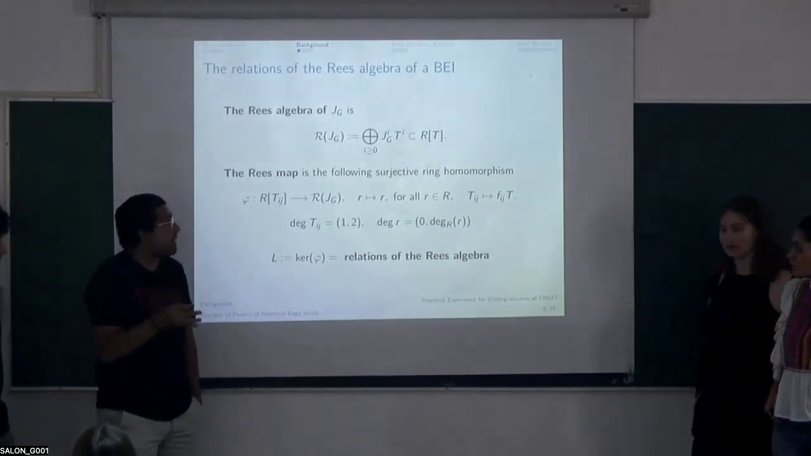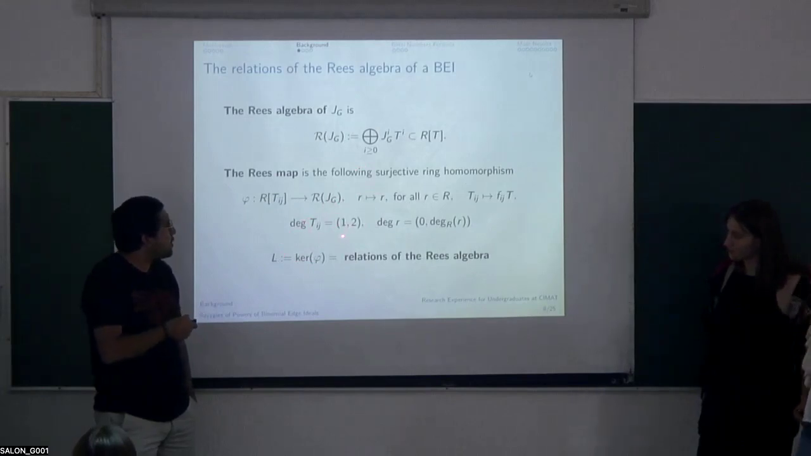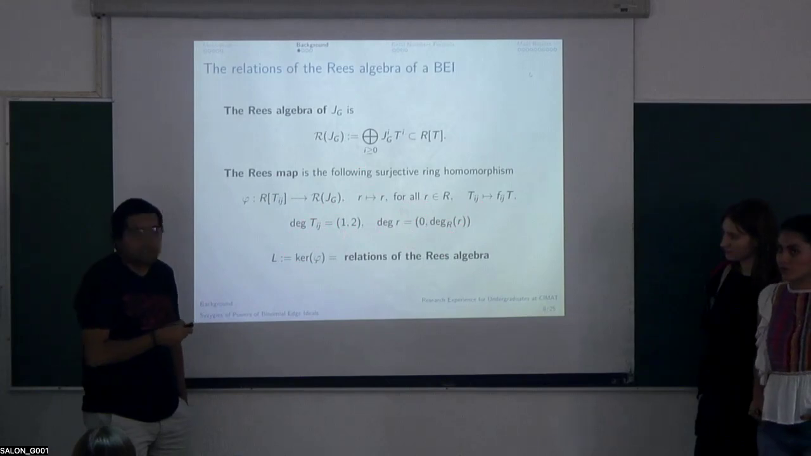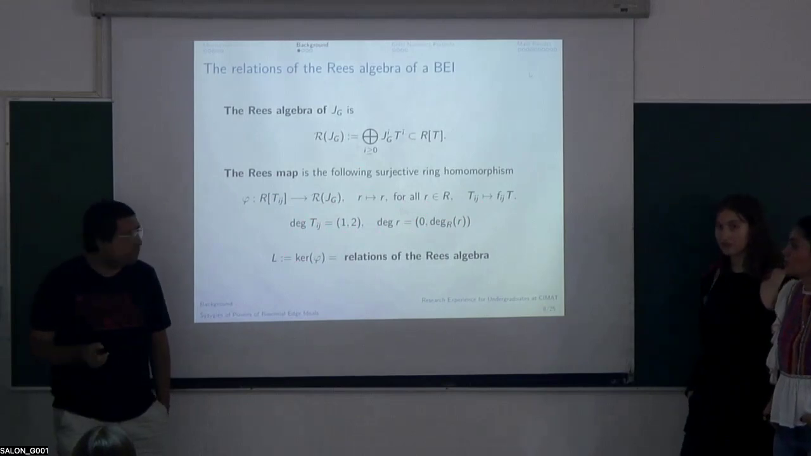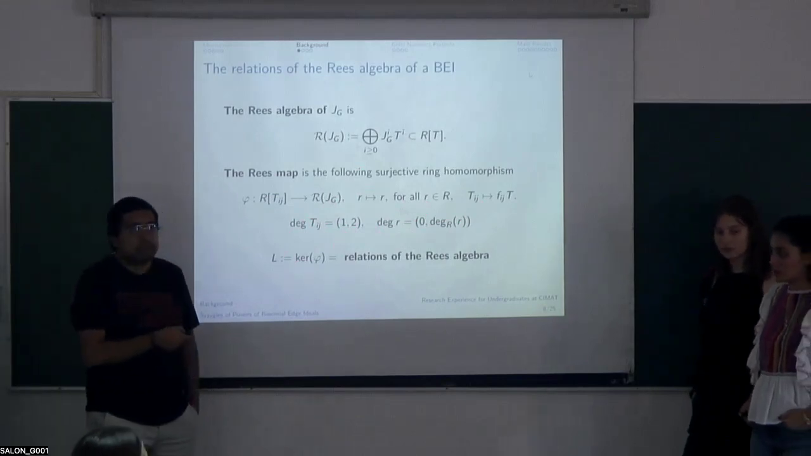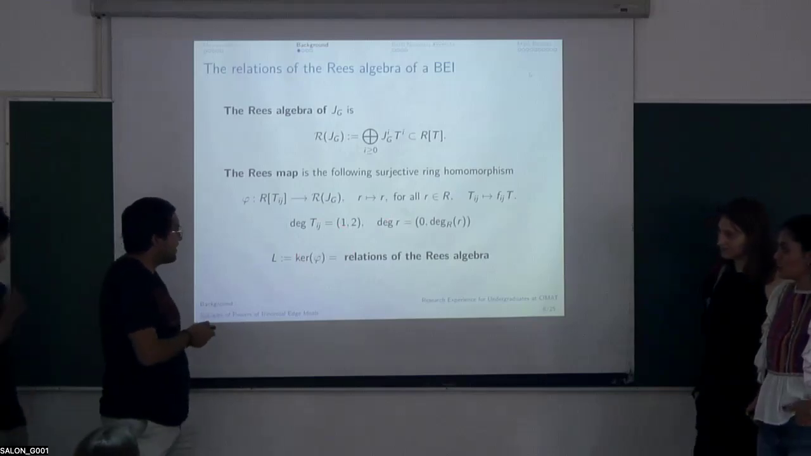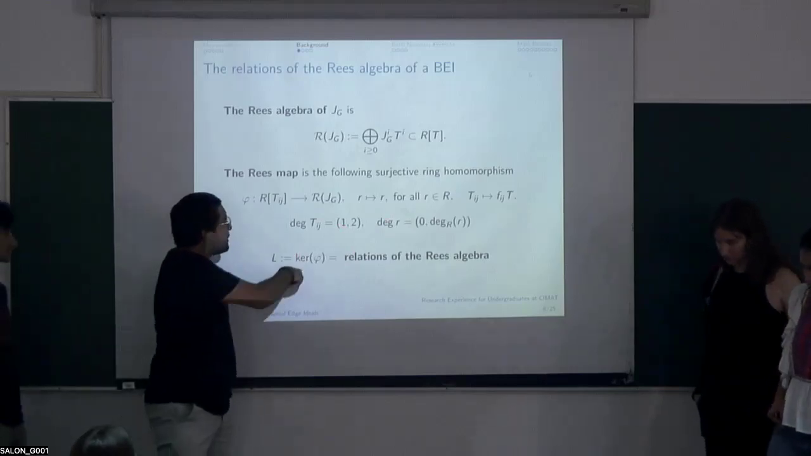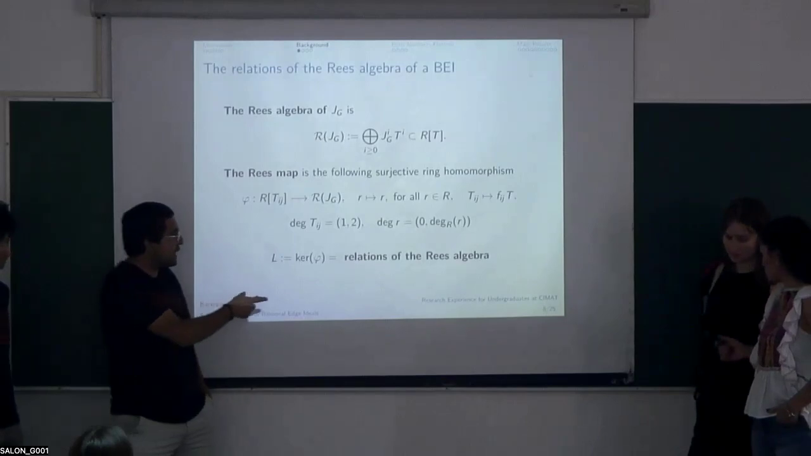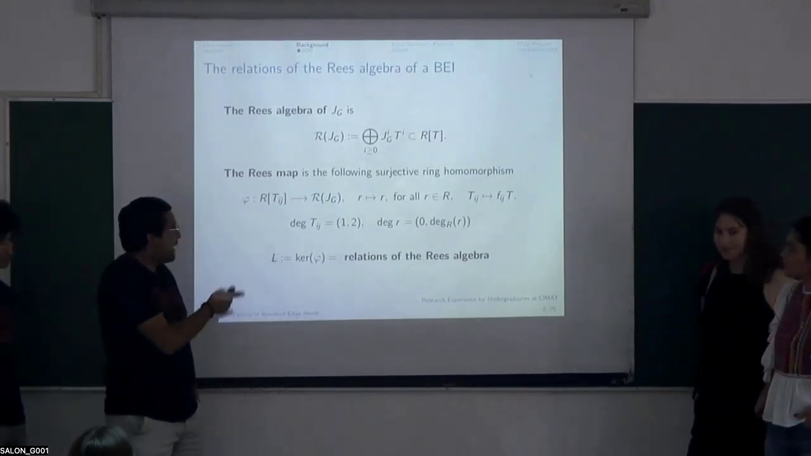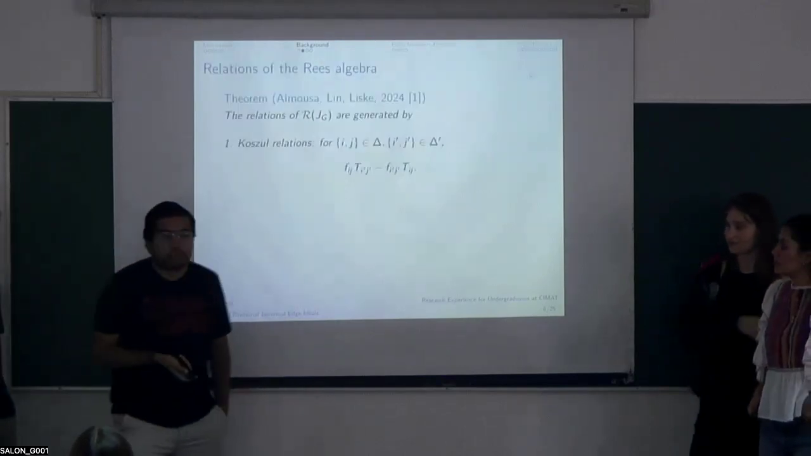Our objects are bigraded. So here, as an example, the T_ij's have degree (1, 2), and the elements of R have degree 0 in one component and the degree of the element itself in the other. So, important thing, the kernel of this map is basically our main object in the background. The elements in the kernel are the relations of the Rees algebra. These relations will keep appearing many times, and we will denote the kernel by L. So keep that in mind.